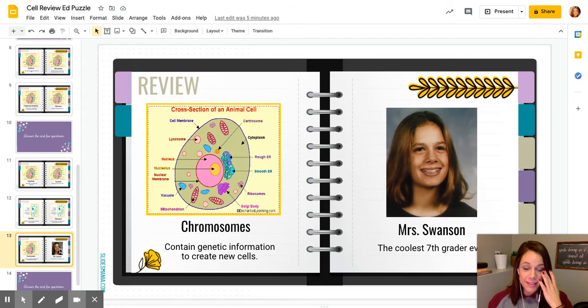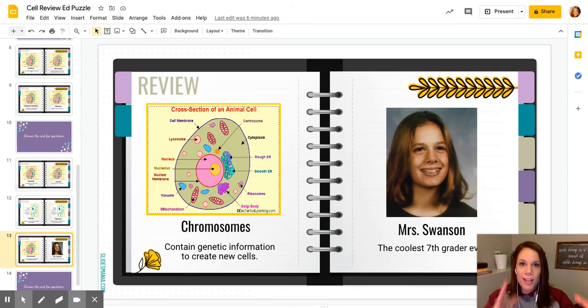And then last but not least, let's focus on this picture over here, the chromosomes first. Chromosomes are the genetic material that's inside the nucleus that controls how to create a cell. So it's kind of like the instruction manual for how the cell is run.